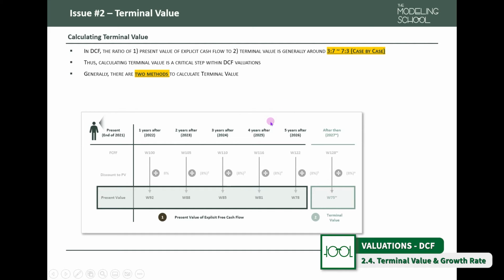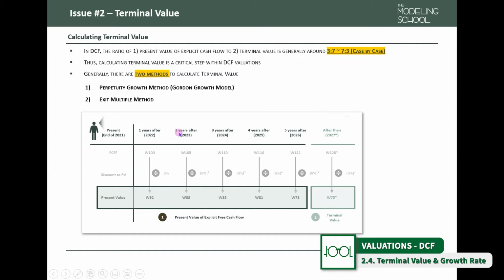Generally, there are two methods to calculating terminal value. Most of you who have studied financial management or CFA or CPA would be much more used to the perpetuity growth method, where we assign a terminal growth G, a very small percentage, and we just assume that the company cash flow grows forever at that terminal growth rate G. That is the perpetuity growth method, which we will look at deeper in a few moments.